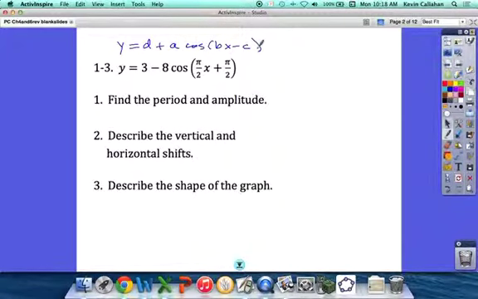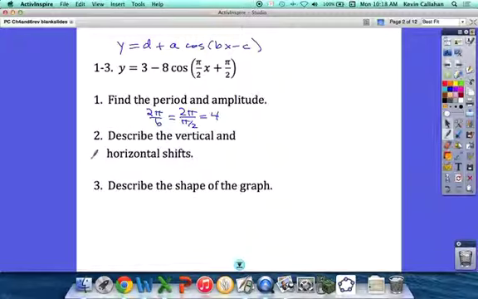Which one of those 4 letters affects the period? A, B, C, or D? The B, okay? But the B is not the period. It's part of the formula. What's the formula for the period? 2 pi over B. In this case, it's 2 pi over a half, which is 4. The pi's cancel, 2 over a half is 4.